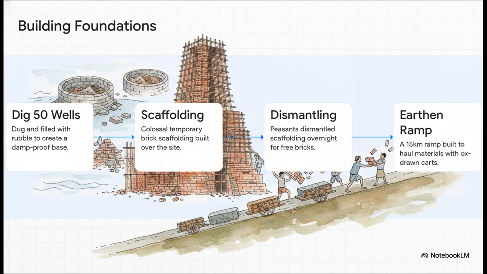First, to protect against the river, they dug 50 massive wells and filled them with rubble to create a damp-proof foundation. And this is one of my favorite stories. Instead of bamboo, they built a colossal brick scaffolding. It was so massive that engineers warned it would take years just to dismantle. So Shah Jahan creatively announced that local peasants could keep the bricks if they took them down themselves. And guess what? The whole thing was dismantled practically overnight. They also had to build a 15-kilometer earthen ramp just to haul up those massive stones using ox-drawn carts.